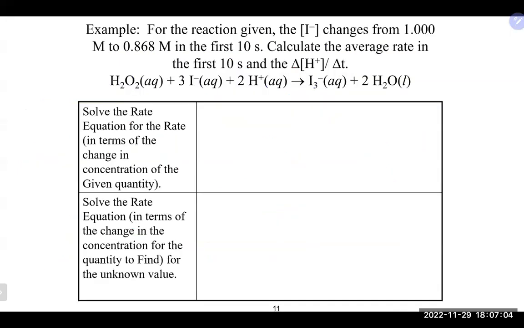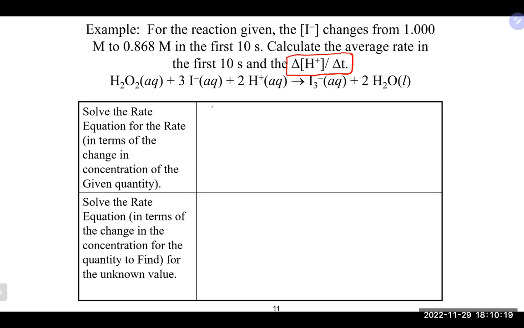All right, so why don't we try one with actual numbers here. For this reaction, the concentration of I minus changes from 1 molar to 0.868 molar in the first 10 seconds. What is the average rate in the first 10 seconds? And we are also looking for how the concentration of H plus changes over time.